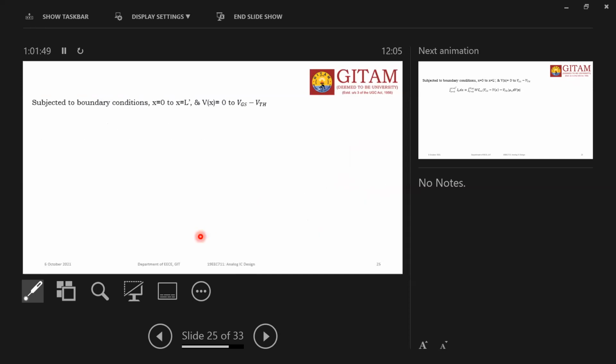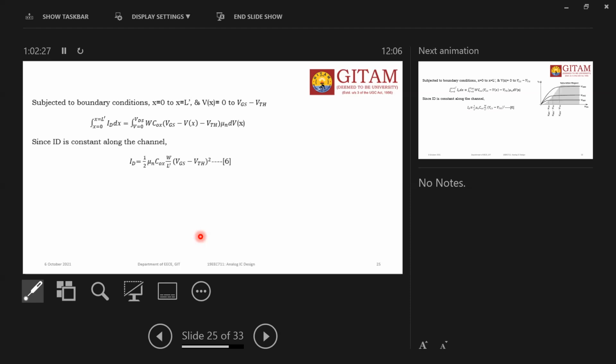Now boundary conditions: x is equal to 0 and x is equal to L dash, not L. L dash is the point of pinch off. And voltage V of x varies from 0 to VGS minus VTH. I told you the maximum is VGS minus VTH; at that value, QD becomes 0. So that's why the boundary condition changes. With the new boundary condition, take the same equation, substitute and integrate, then you will get this formula.